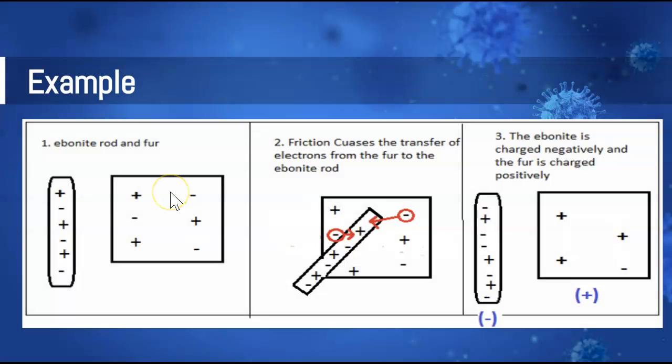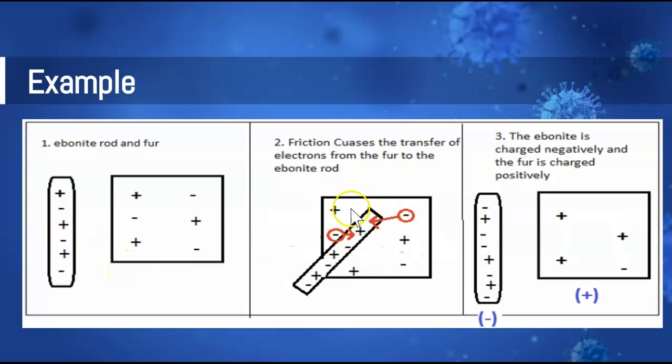Now, here's another example. I have an ebonite rod and some fur. So here is a rod, here is some fur. Now, if we look carefully, we can see that the ebonite rod has 1, 2, 3 positive charges and 1, 2, 3 negatives. The same thing for the piece of fur. Now, if I were to take this rod and rub it against the fur, that will allow electrons to move from one substance to the other.